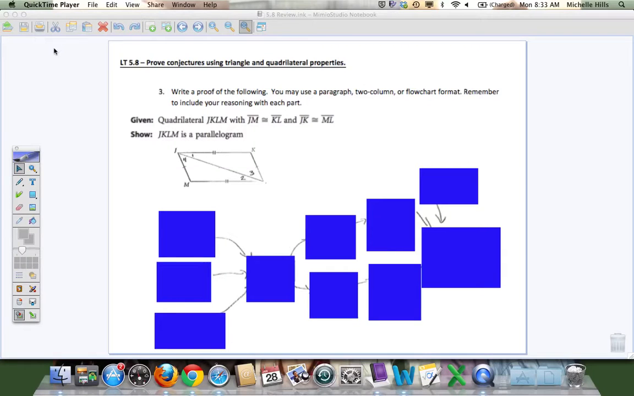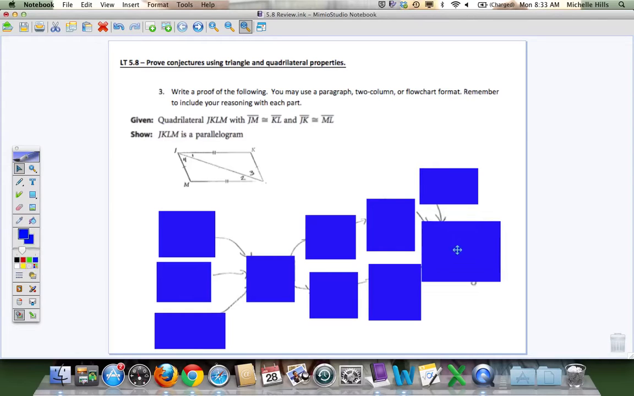So the proof on the review of Learning Target 5.8. I tend to start my proofs, as I've said before, on what I'm trying to prove. So I'm trying to prove that this is a parallelogram, which means this is the last thing on my sheet.